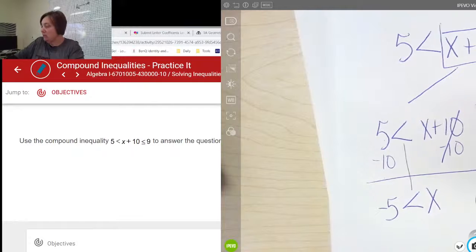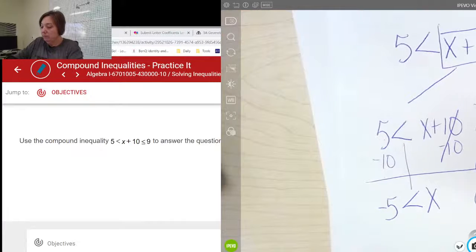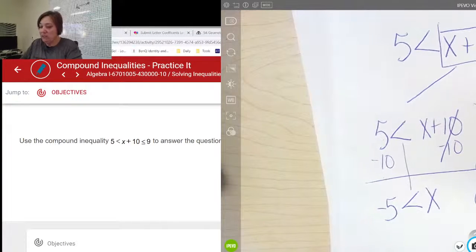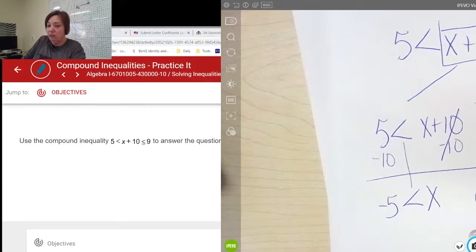Now we do the same thing on this side. Now our math's going to be exactly the same to solve it, right? So we're going to subtract 10. Sign stays the same. And then what's 9 minus 10? Negative 1. So what this says is x is greater than negative 5 and x is less than or equal to negative 1. So if we were graphing that, right, we have negative 5, we have negative 1.